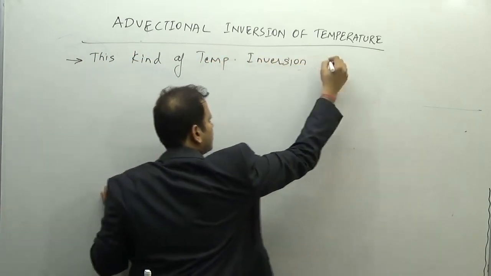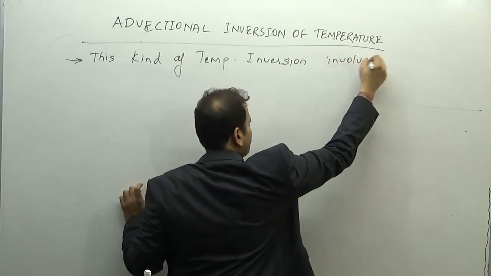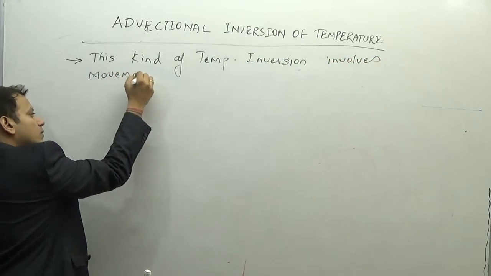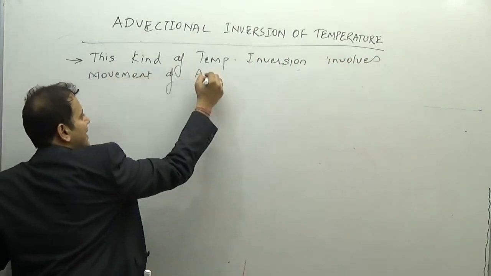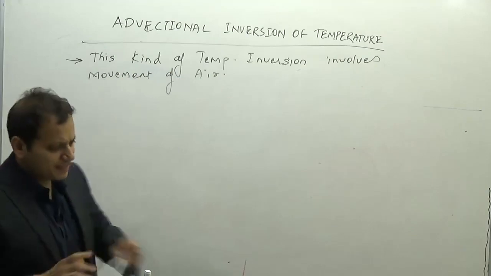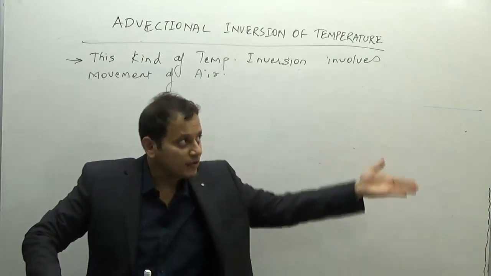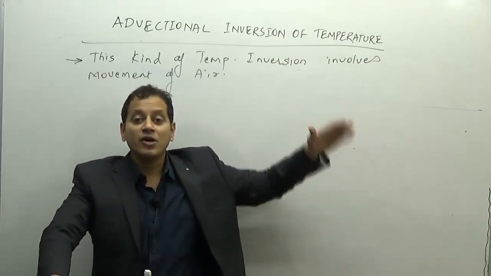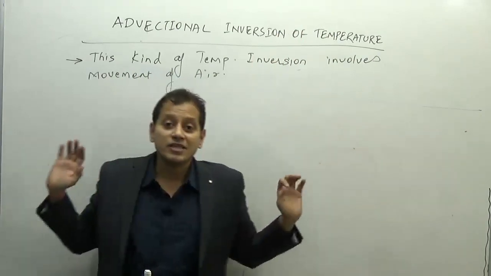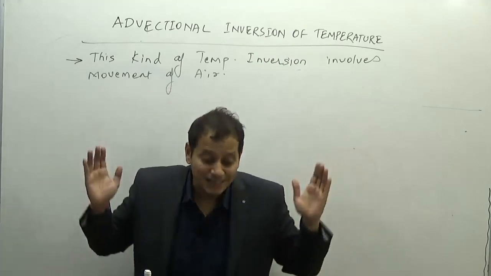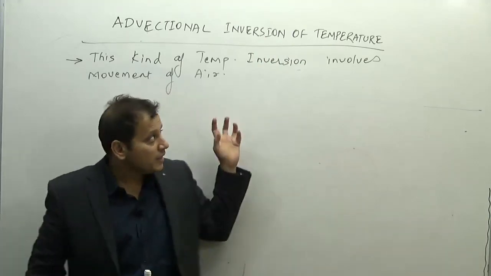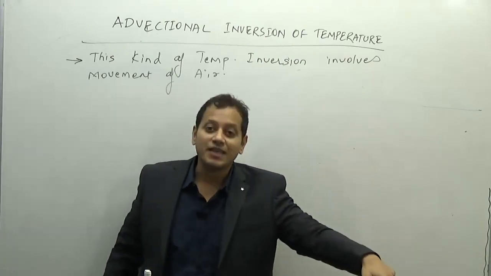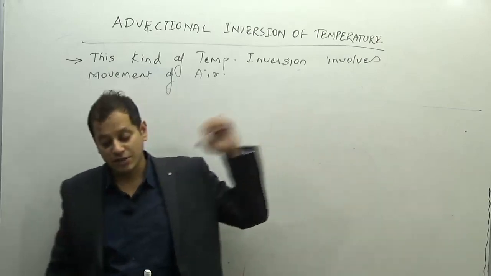involves movement of the air. The movement of the air may be horizontal movement of the air, or it can be vertical movement of the air, that is along the horizontal line or from up to down. So such a kind of temperature inversion, that means such a condition when there is cold air below and warm air above, but due to the movement of the air, is known as an advectional inversion.